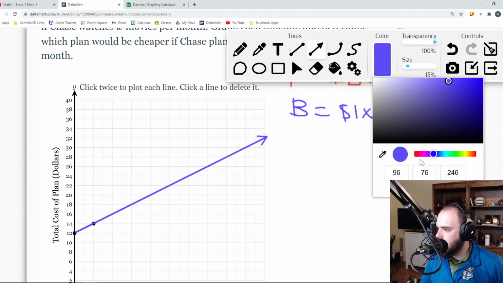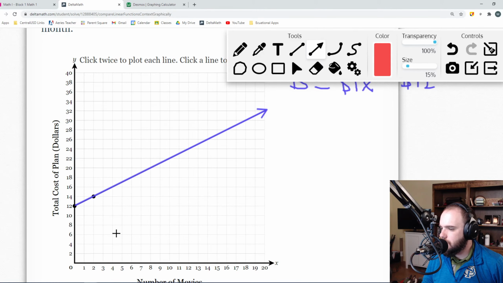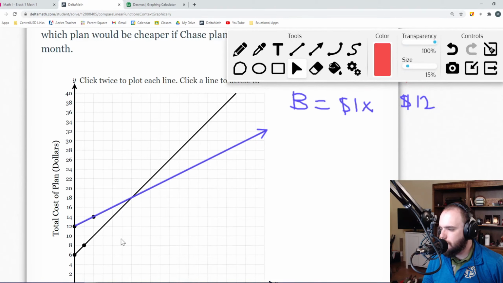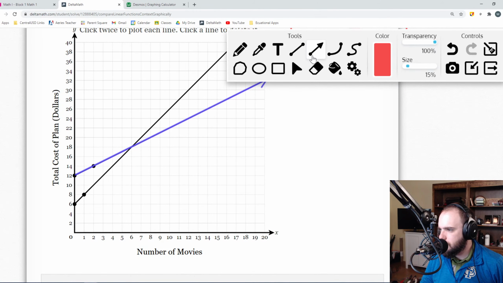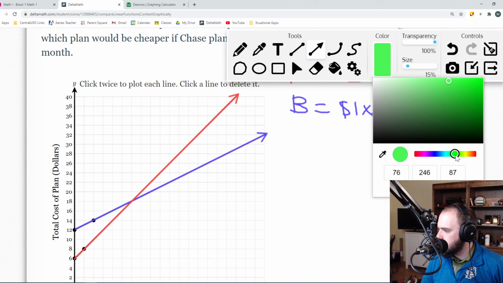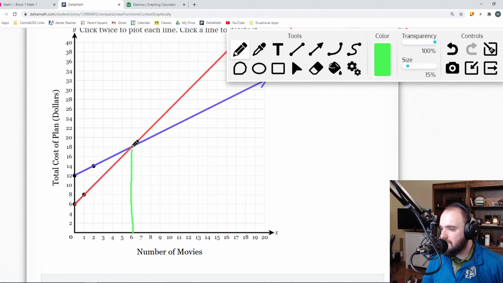All right, so now I'm going to do red. For red, it's starting at 6 and charging $2 per movie. So for every 1 movie, it's going to go up 2. So let's go ahead and draw this line now in red. It's going to be something like that. So clearly, if we were to draw a couple lines here, they're going to meet when X is 6 and at $18. This is really hard to draw with the mouse, so I'm sorry about that.